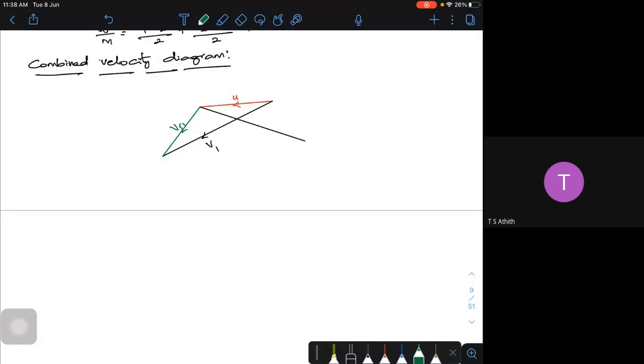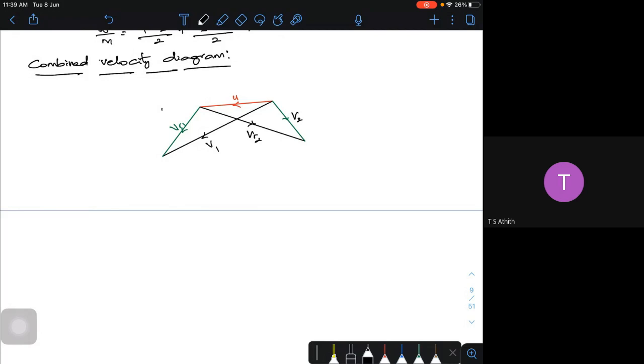This will be my VR2, and this will be V2. Sorry, this is VR2 and that is V2. If you notice, your exit velocity triangle should be smaller than the inlet velocity triangle.